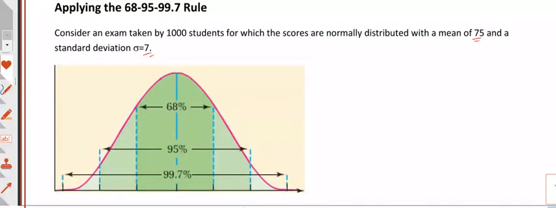So do that and then we'll compare. All right, so let's answer the questions. I want to know how many students scored above 82. The mean of 75 is at the middle mark. I went up 3 standard deviations to give me data values on my x-axis of 82, 89, and 96.